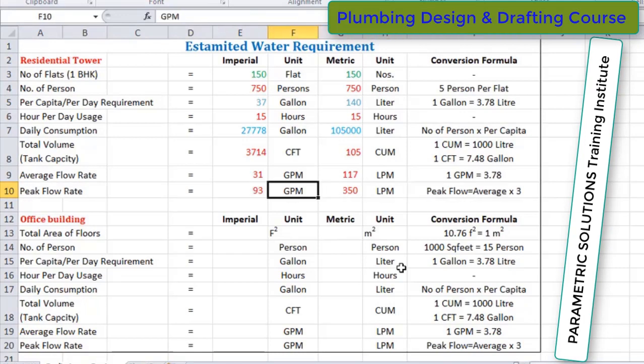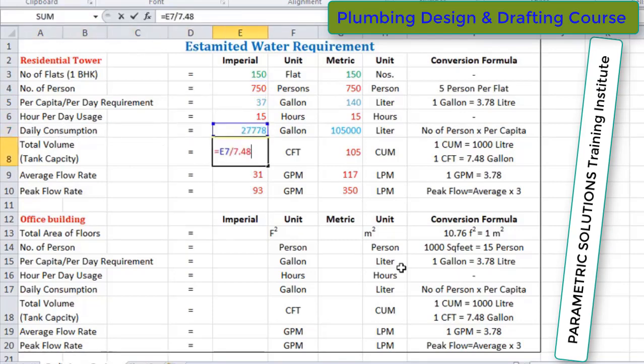So this is how I have calculated the residential tower water demand for the entire residential tower. Here I have taken 150, that is the total flats. Then I have calculated with 5, that is 5 persons per flat. So 150 multiplied by 5. Then per capita per day, that is 140 liters, and I have directly converted it into gallons, because 1 gallon is equal to 3.78 liters. So I have mentioned the formula here. Hours per day of use, I have taken as 15, and the daily consumption is the number of persons multiplied by the per capita per day requirement. So here will be the daily consumption.